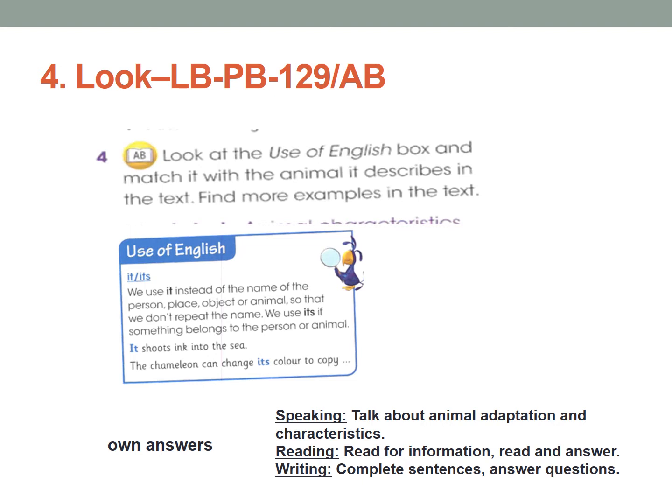So I give you one example. It's the flower spider. Its venom fangs are expert at camouflage. It can change its color. Another is cuttlefish. It can change its color in seconds, but it can also change its body shape. Okay, and it shoots blue ink into the sea. So this is how you give an example. I want you to write in your copybook more examples from the text using "it" and "its".